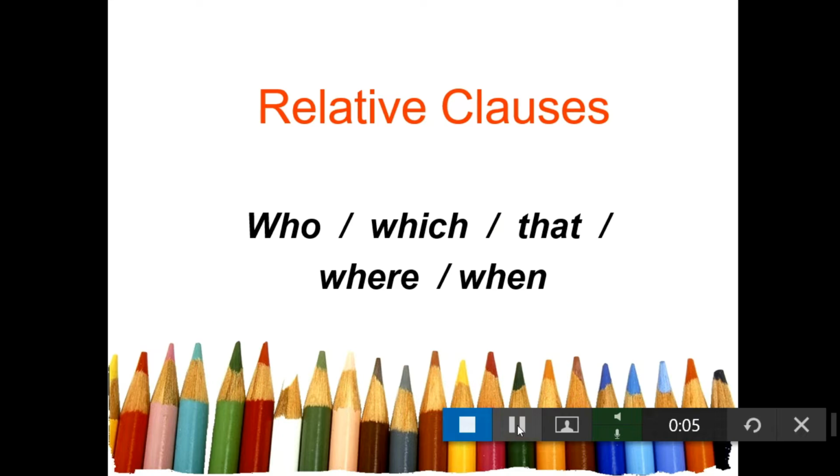Good afternoon, everyone. Welcome to our new grammar lesson for today: relative clauses. To make a relative clause, we must have a relative pronoun like who, which, that, where, and when.